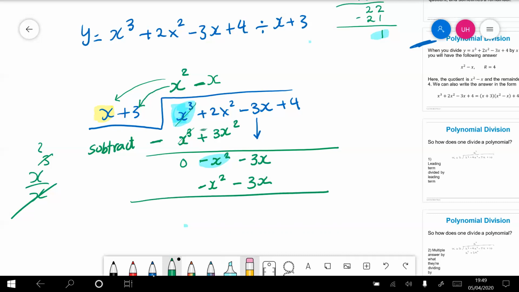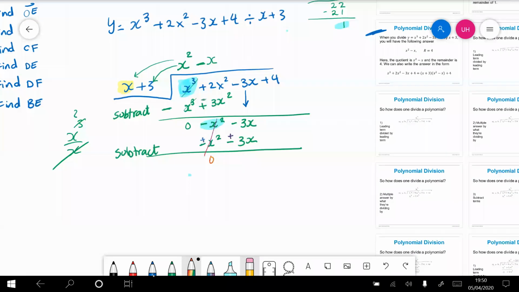Okay, and now we subtract. Because we are subtracting, this sign is going to become positive, and this sign is going to become positive, because minus times minus is plus. So now minus x squared plus x squared is 0 here. They cancel each other. And on the next one, can you see my pointer? Minus 3x plus 3x is 0.